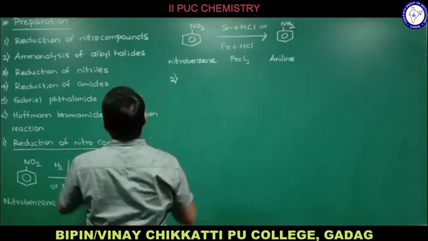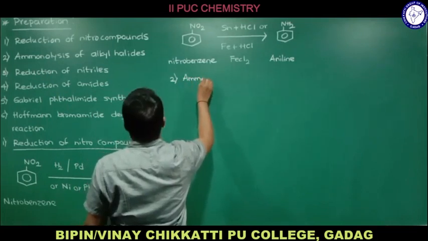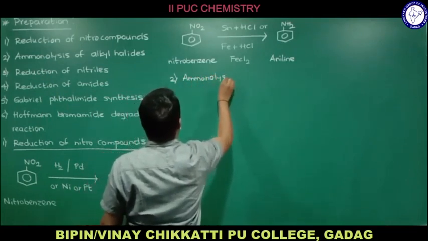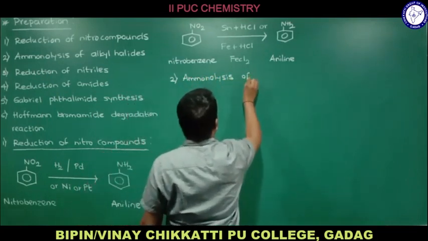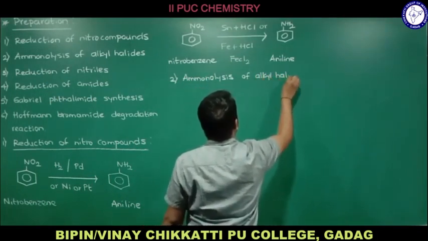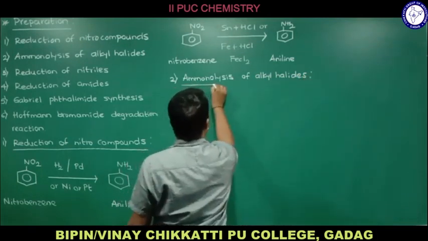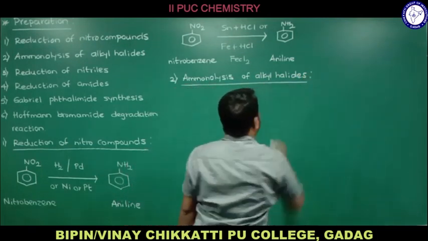The second one, as I mentioned, what is the name of the method? We call it ammonolysis of alkyl halides. Ammonolysis of haloalkanes or alkyl halides you can consider. And now we will see, using this method, how we can prepare amines.